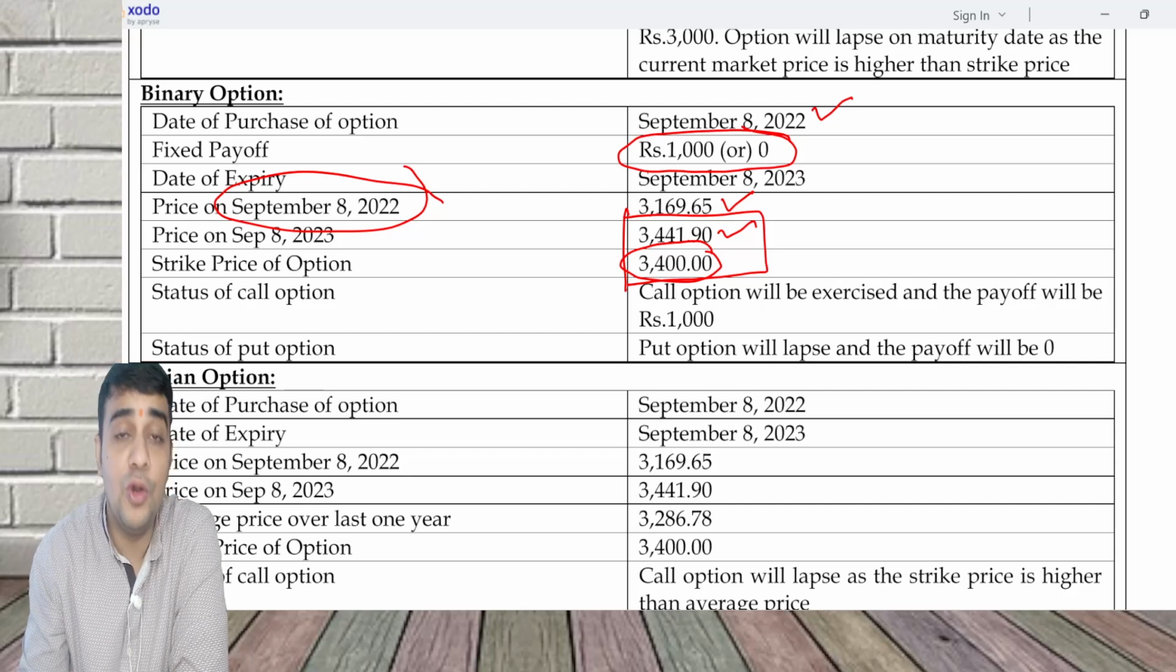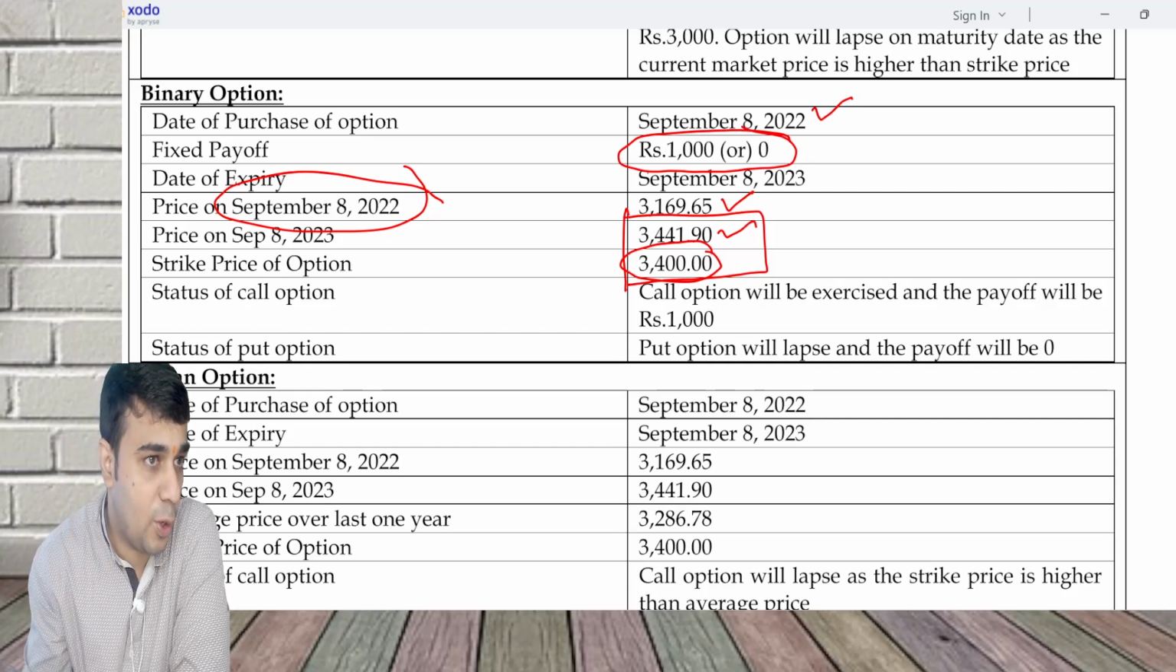Next question: do you want to sell at 3,400 when the price in the market is 3,441? Answer is no, it will lapse, payoff will be 0. This is a binary option. It is called the all or nothing approach. It is also called a digital option, where I will be paying a fixed amount.